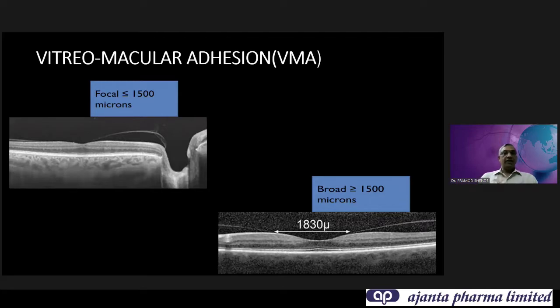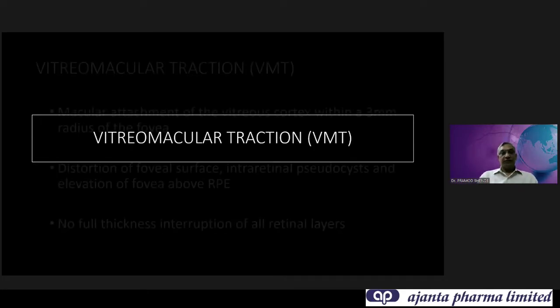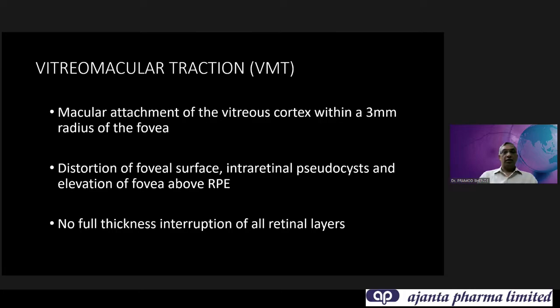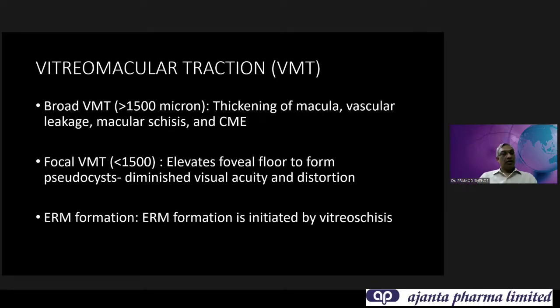It can again be grossly divided, depending on the area involved, as focal when it is less than 1500 micron, or broad when the area is broader than 1500 micron. Coming to vitreomacular traction, the macular attachment of the vitreous is within the 3 millimeter radius of the fovea, which leads to distortion of the foveal surface, sometimes causes intraretinal pseudocysts, and elevation of the fovea above the RPE. But usually there is no full thickness interruption of all retinal layers. Again, it is broad if it is more than 1500 micron, or focal when it is less than 1500 micron.